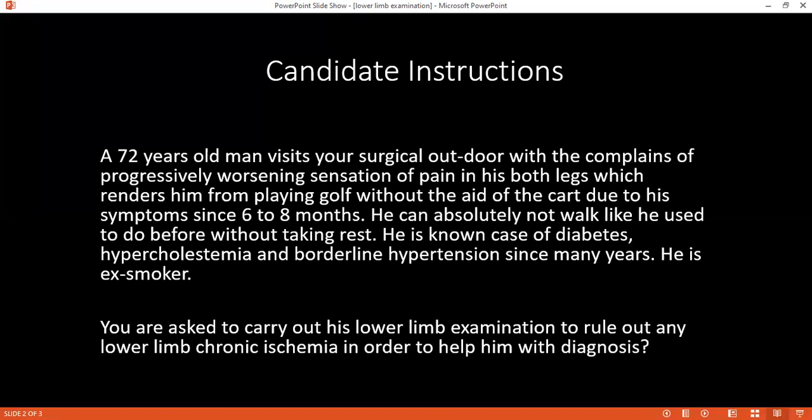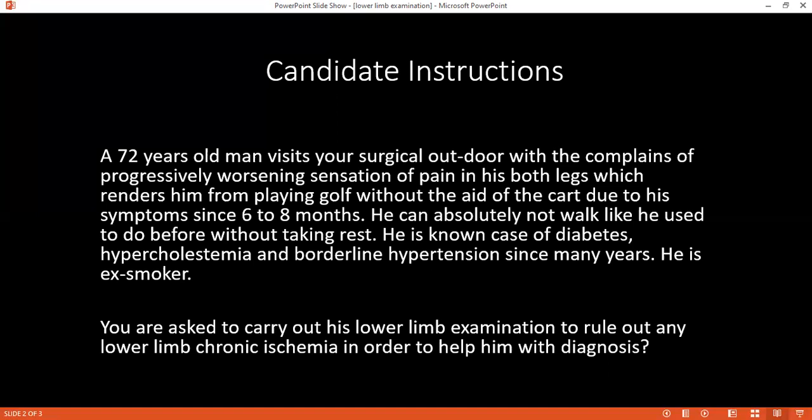Then I will also do the Buerger test. I will elevate the patient's legs to a 45 degree angle for 2 minutes, and ask the patient whether he has any pain. Then I will make the patient sit on the edge of the bed and look for any change in the color of the leg, such as dusky blue or purple.